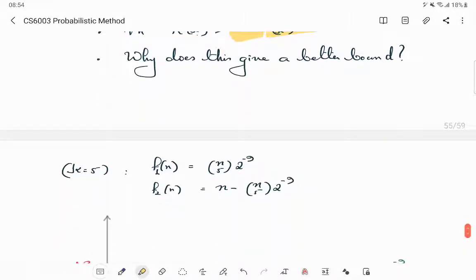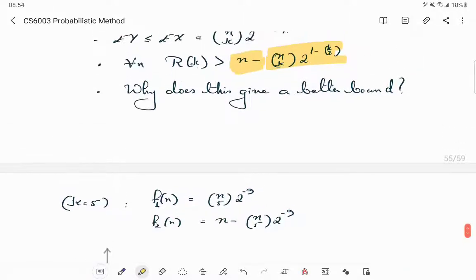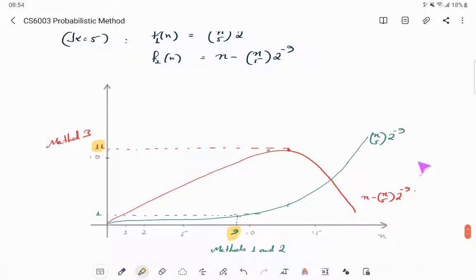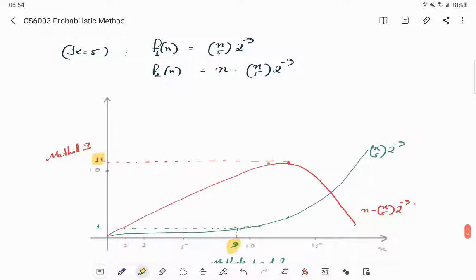Okay, I have tried to draw the pictures for the case when k equal to 5. So I'm plotting two functions: n choose 5 times 2 to the power 1 minus 5 choose 2, so 2 to the power 1 minus 10, 2 to the power minus 9. That's my first function. And the second function is n minus that function. I have tried to plot roughly both these functions here. The green is the first function, which keeps on increasing like the fifth power of n. The x-axis is n and the y-axis is these two functions.